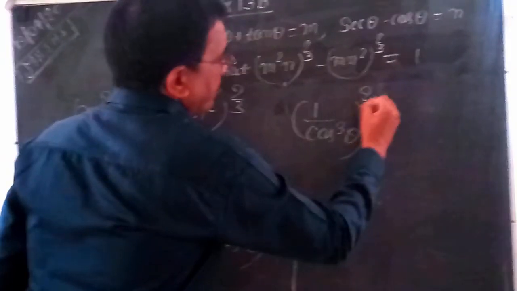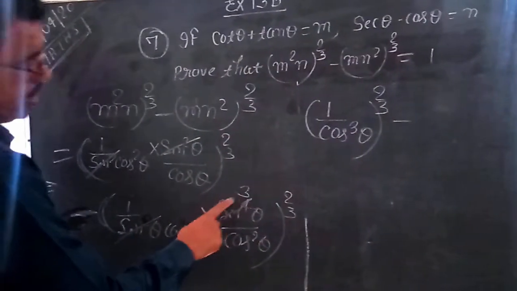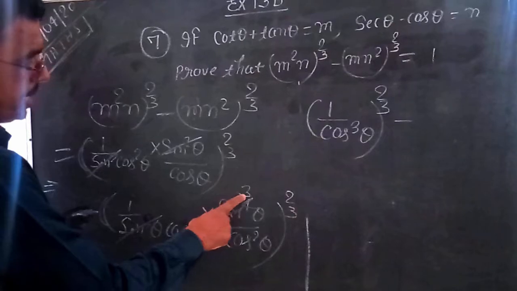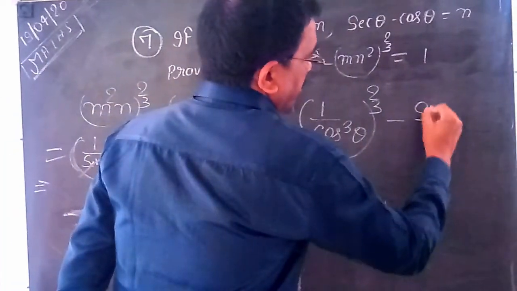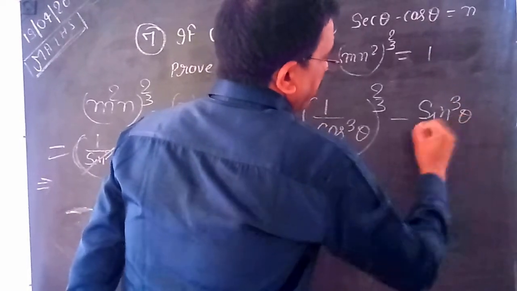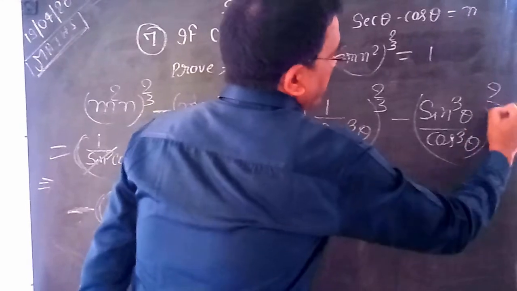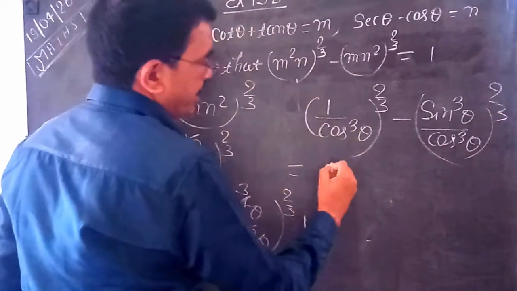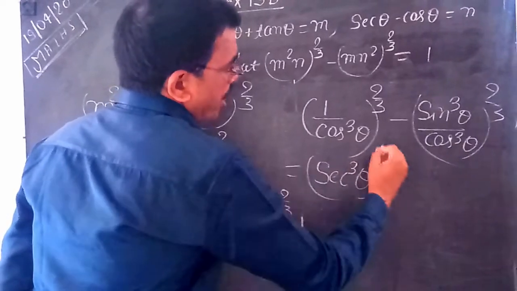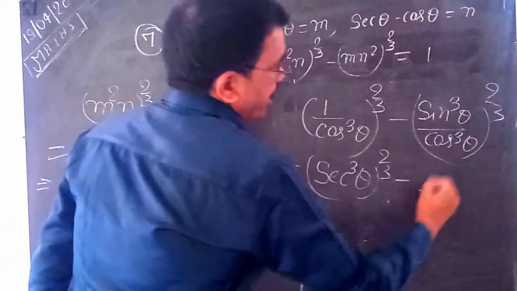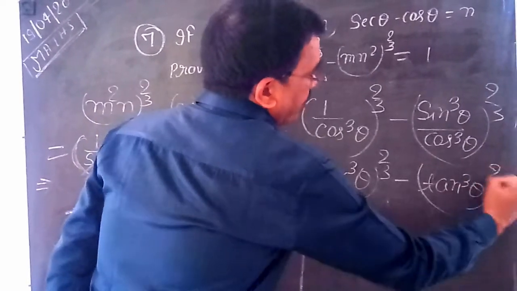and power 2 by 3 minus sin 4, but here you cancel it is 3. So sin 3 by cos 3. So write here sin cube theta by cos cube theta power 2 by 3. Next it is sec cube theta power 2 by 3. Here is tan cube theta power 2 by 3.